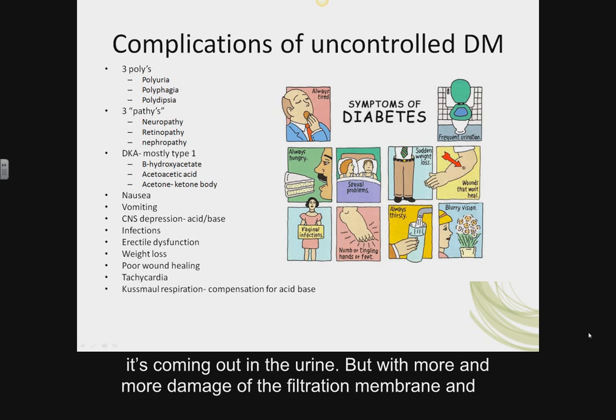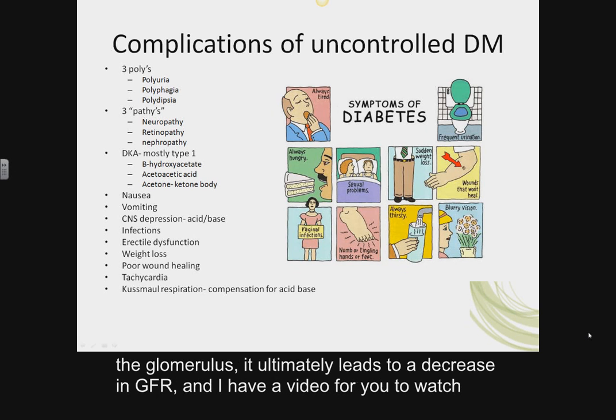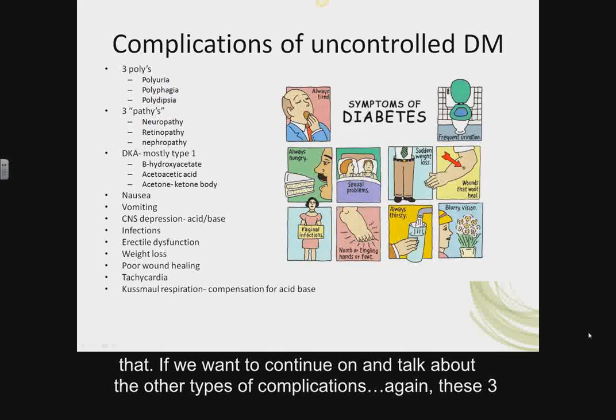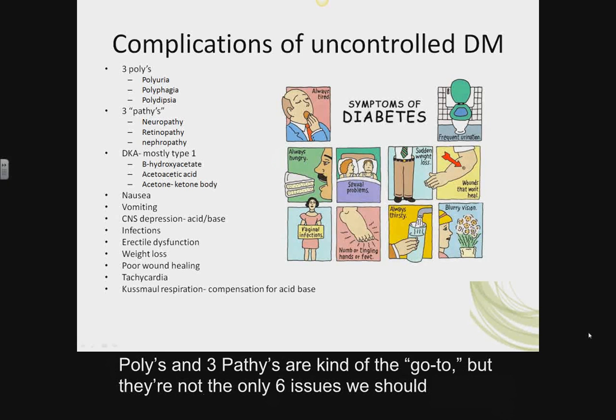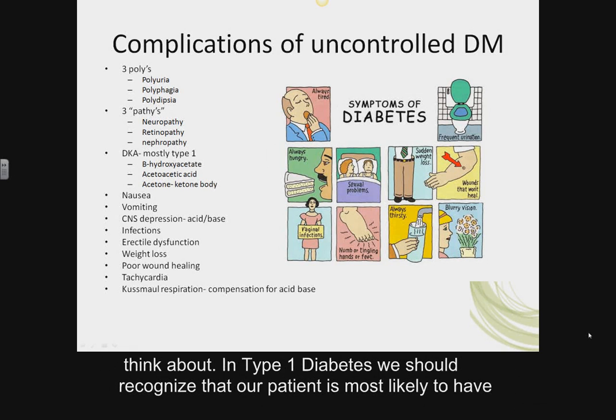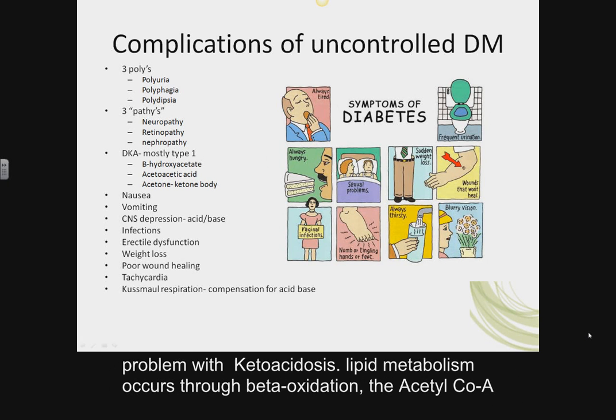They call it microalbuminuria, which means it's coming out in the urine. But with more and more damage of the filtration membrane and the glomerulus, it ultimately leads to a decrease in GFR. And I have a video for you to watch on that. If we want to continue on and talk about the other types of complications, again, these 3 polys and 3 pathies are kind of the go-to, but they're not the only 6 issues we should think about.